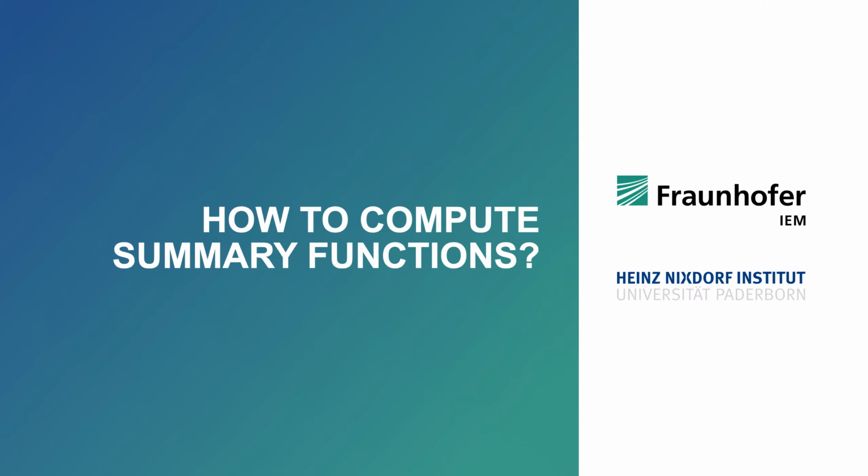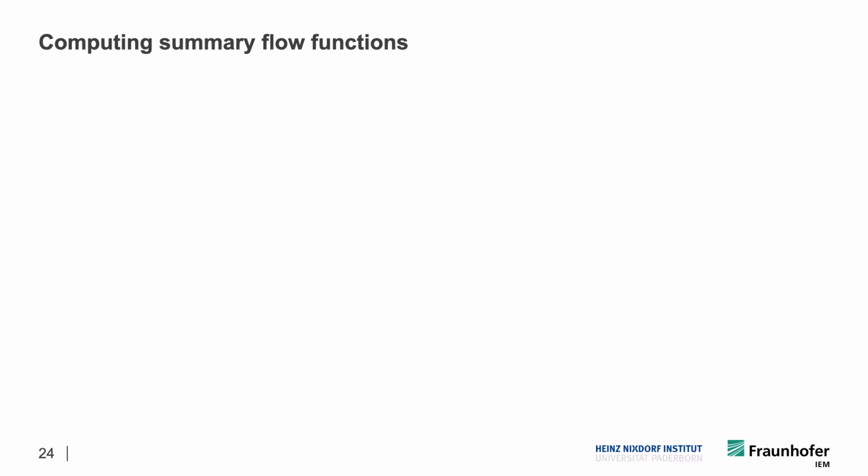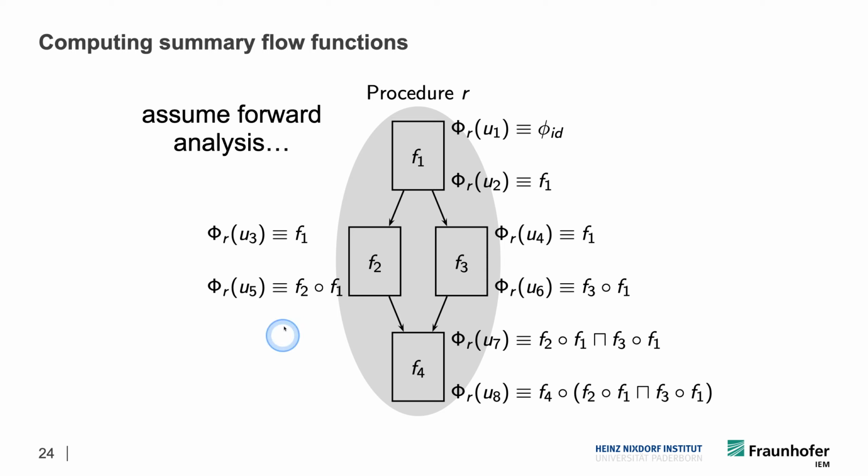But I want to show you how to compute these summary functions in a more general setting. So for now, let us assume that we're doing a forward analysis, but the backward analysis works the very same way. Assume we have some procedure R, and it has a control flow graph that looks like this. So this is an intra-procedural control flow graph of procedure R. And F1 through F4 are flow functions for these individual statement nodes that we have here.